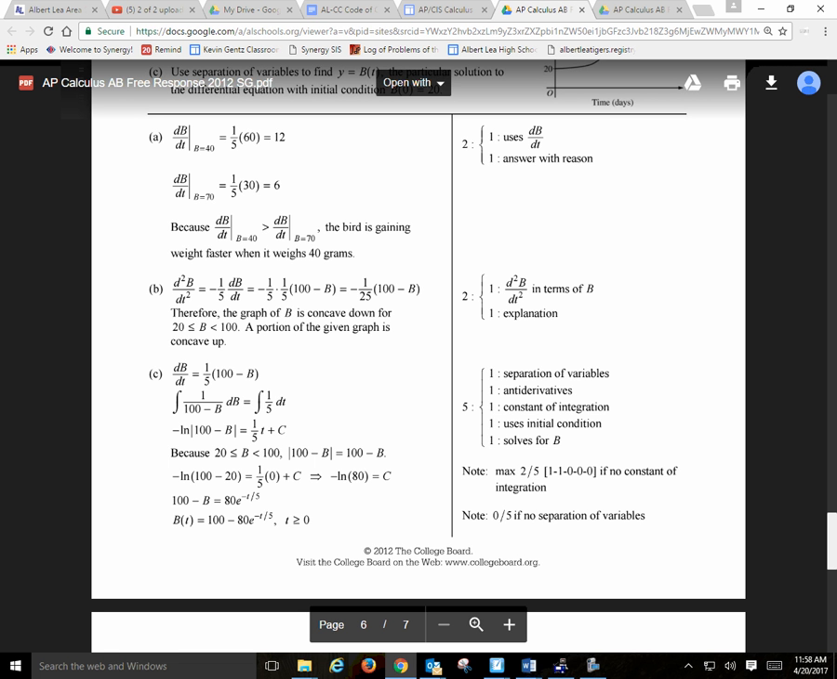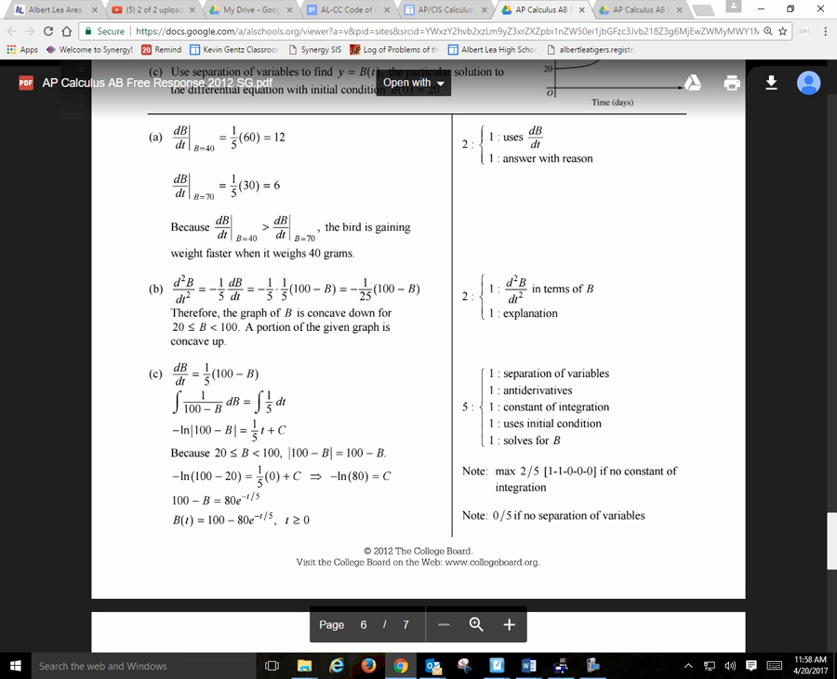Yes? I think when it says 1 for the constant of integration, I think what they mean is this. If you take the antiderivative and you forget the constant, then it's a point off. I don't think that if you take the antiderivative and you come up with the wrong thing, but you have a constant, you get any points for it. No. So it's preceded by the antiderivative being correct.